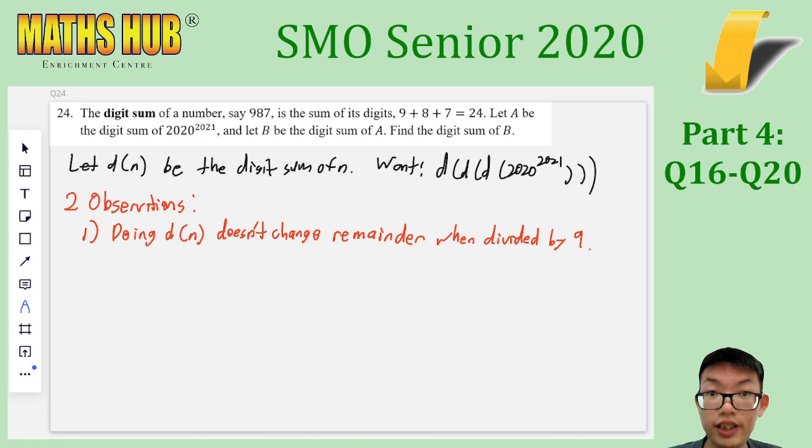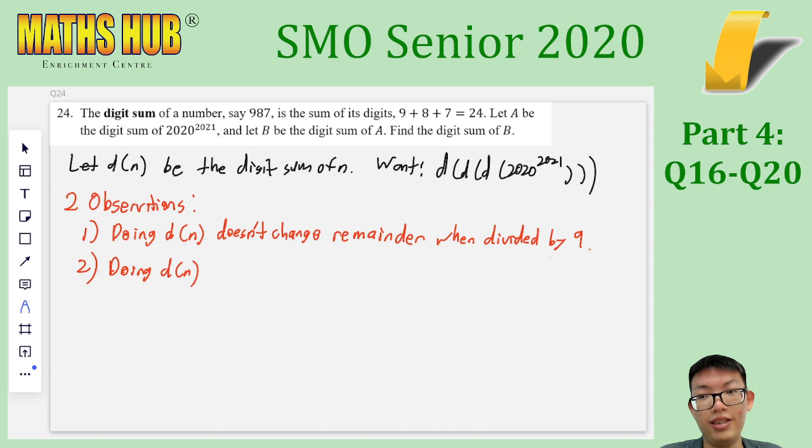The second observation is even more obvious. I want to say that doing the digit sum shrinks it a lot. And that's important because if the digit sum doesn't shrink it a lot, we're starting with something really big. Shrinks n by a lot. So I'm going to do these 2 observations and combine them to figure out what is the answer.